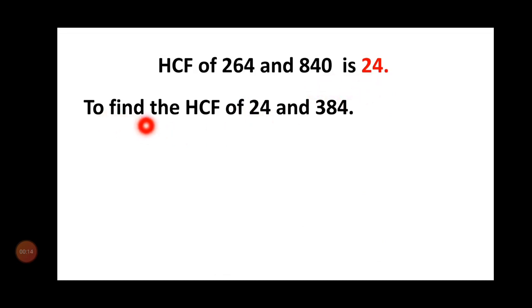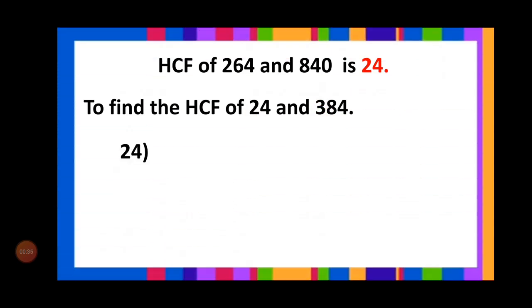Now, we are going to find the HCF using that 24 and the remaining third number, 384. Which is the smallest one? 24, that we want to write outside. Which is the greatest value? That we want to write inside. So write 24 outside and 384 inside.